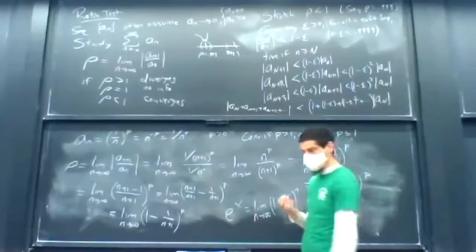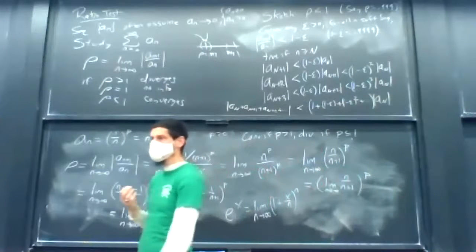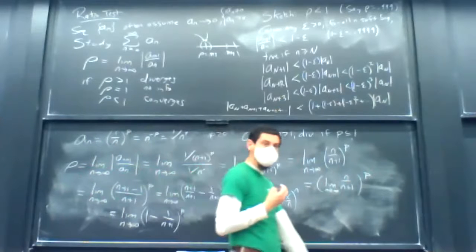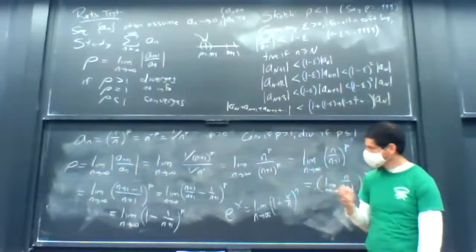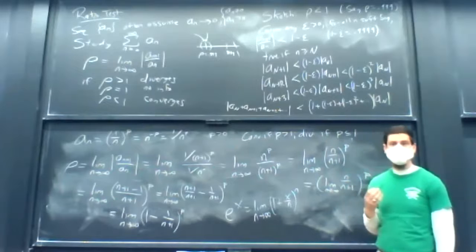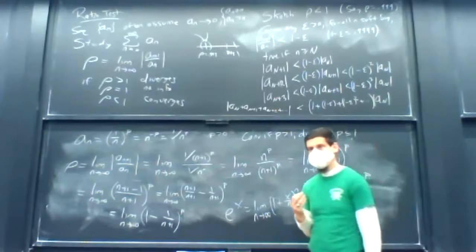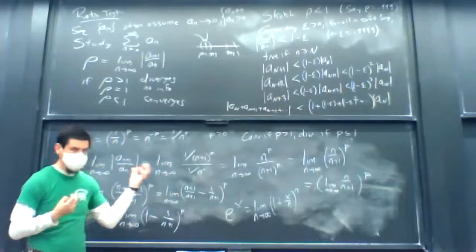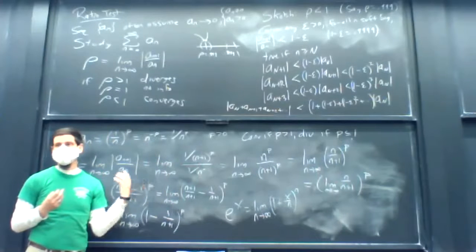r to the n converges if r is less than 1 in absolute value, diverges if r is greater than or equal to 1 in absolute value. The ratio test gives information if rho is greater than 1 or if rho is less than 1. It gives no information if rho equals 1.